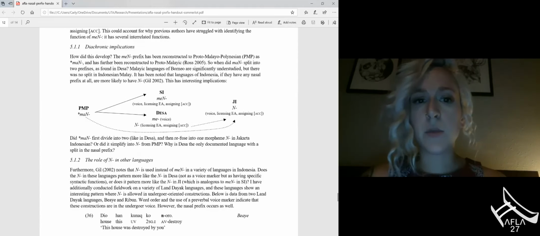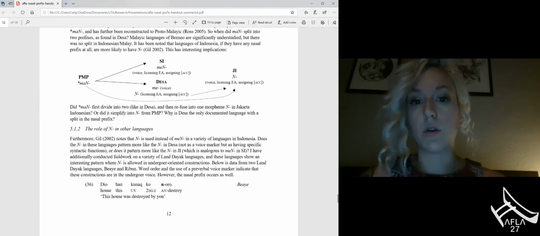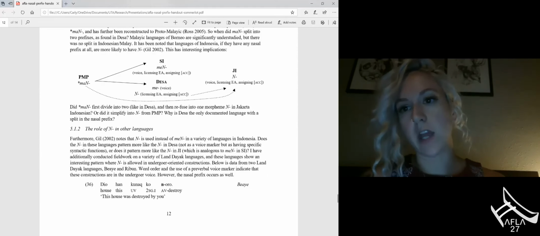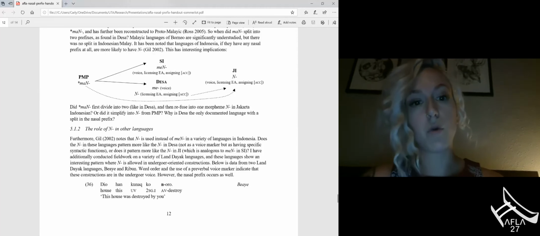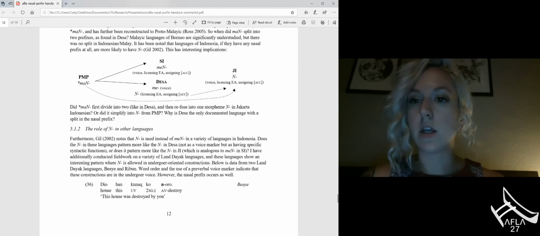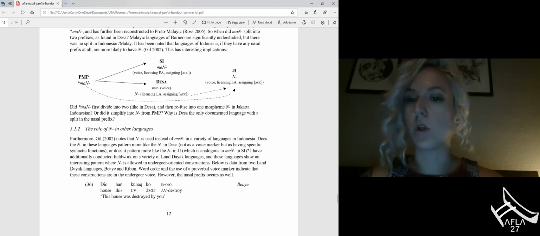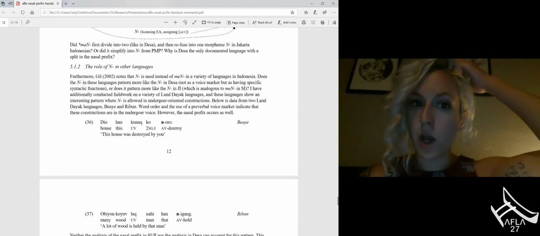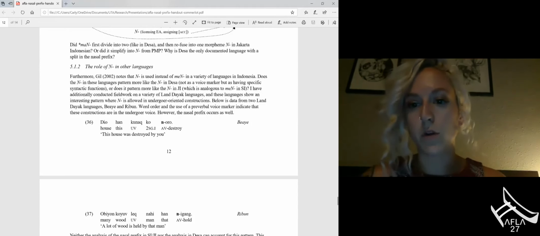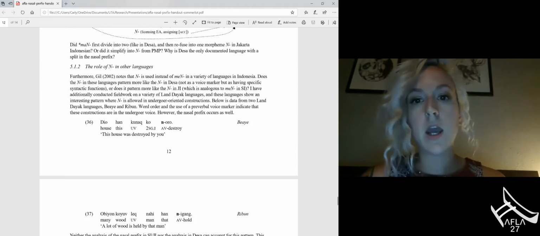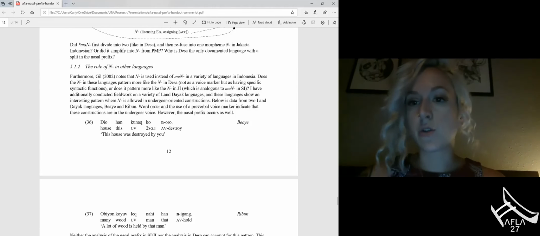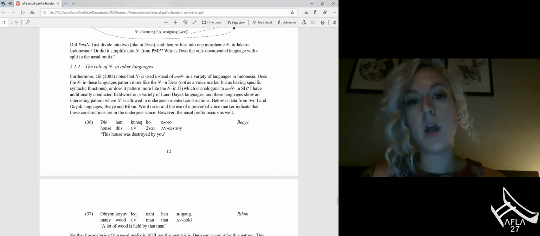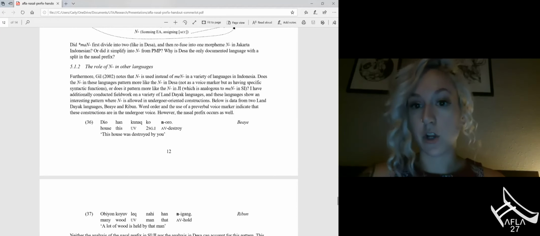Furthermore, it's been noted by David Gil that most languages in Indonesia, if they have the nasal prefix, really just have the shortened form. So it would be interesting to take a look at these languages and to see if it functions more like what we see in Desa or more like what we see in Standard and Jakarta Indonesian. For instance, I've done fieldwork on a few languages that are part of the Land Dayak family in West Kalimantan, and in these languages, there's an interesting pattern where this nasal prefix, the shortened form, because they don't have the long form, is allowed in undergoer-oriented constructions.